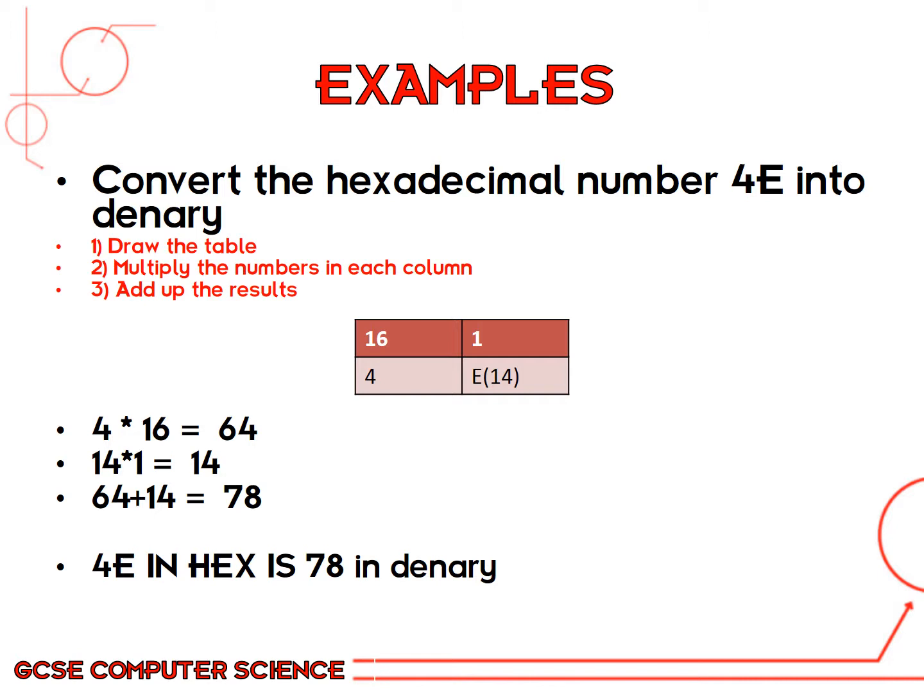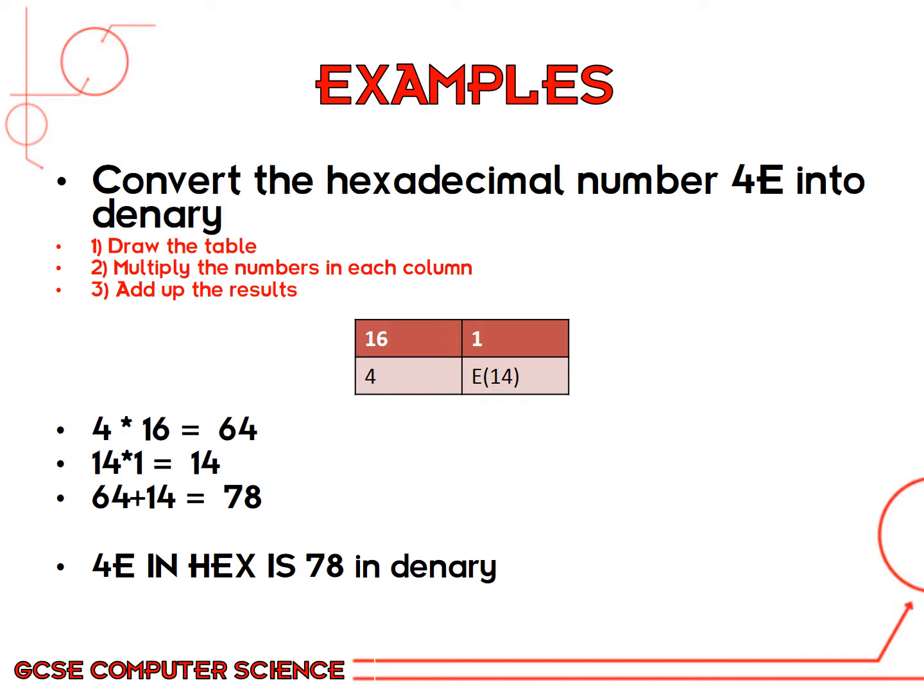Now what you've got to remember, this is the only really even remotely tricky bit, is that once you get to 10, 10 is equal to A, so 11 is equal to B, 12 is equal to C, 13 for D, and 14 for E. So we know that E is 14, so you put the number 14 in here.